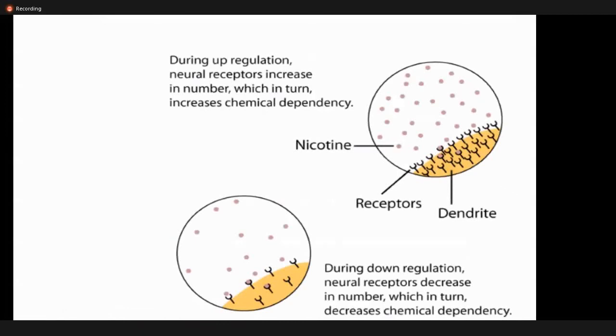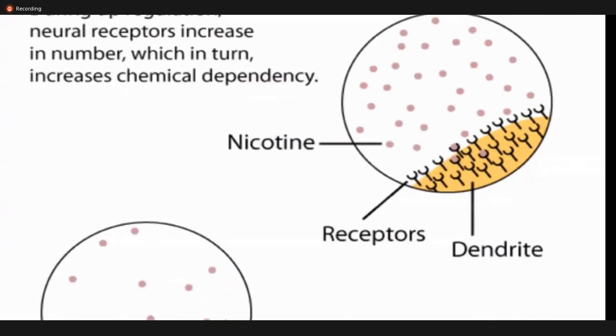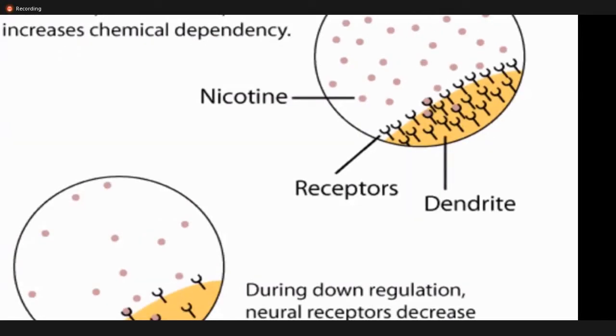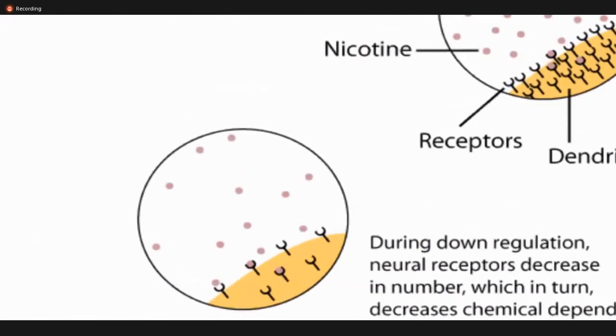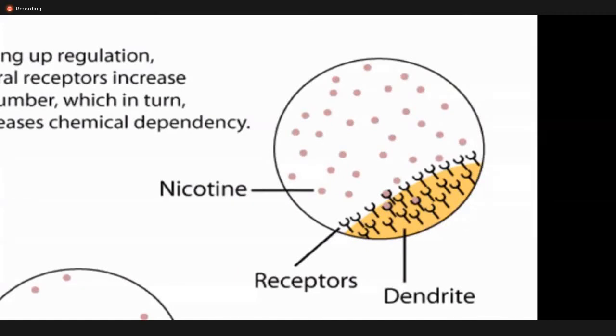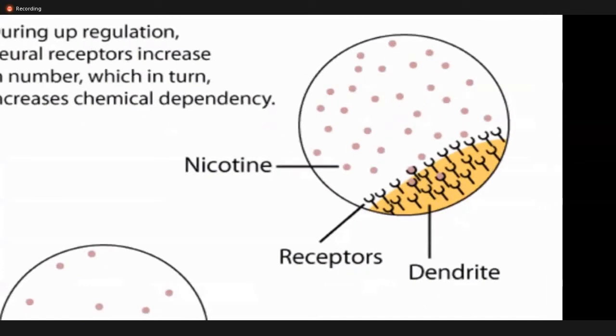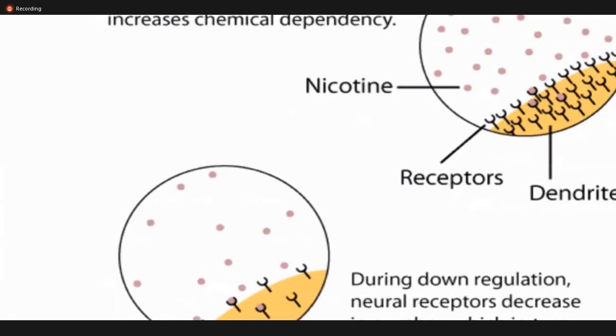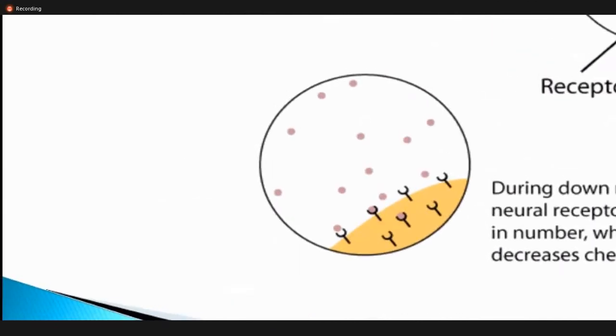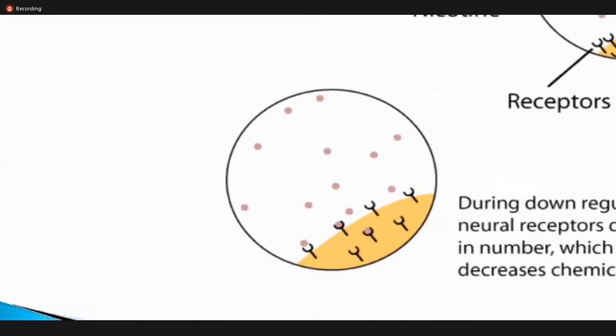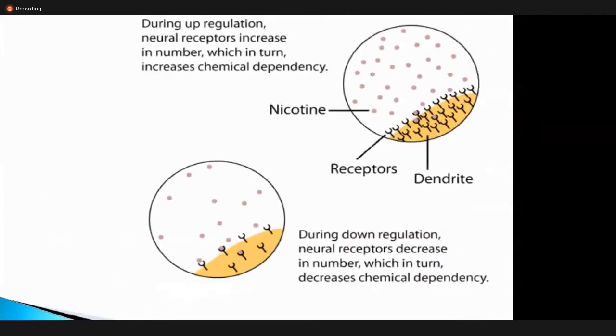Here you can see this is the upregulation, in which the number of receptors is increased. Here you can also see the neurotransmitter substance present in increased concentration, but as this hormone binds with the receptors, the hormone level is reduced, and also the number of receptors gets reduced. So the upregulation is present whenever there is a decreased secretion of the hormone. During upregulation, the neural receptors increase in number, which in turn increases the chemical dependency. And during the downregulation, the neural receptors decrease in number, which in turn decreases the chemical dependency.